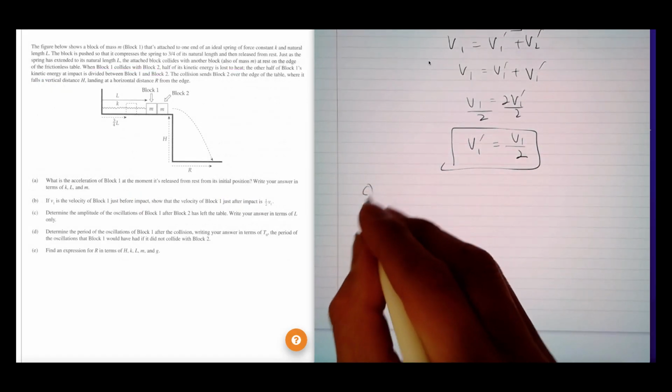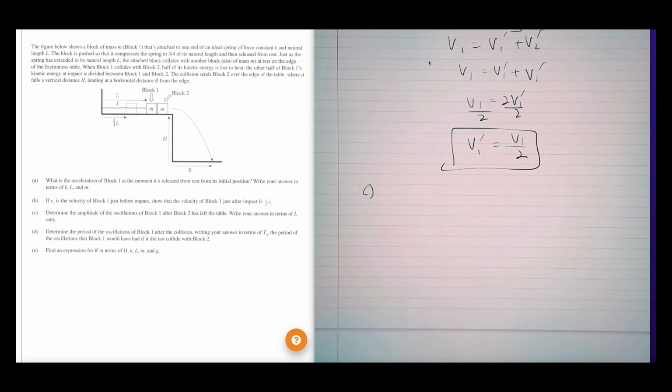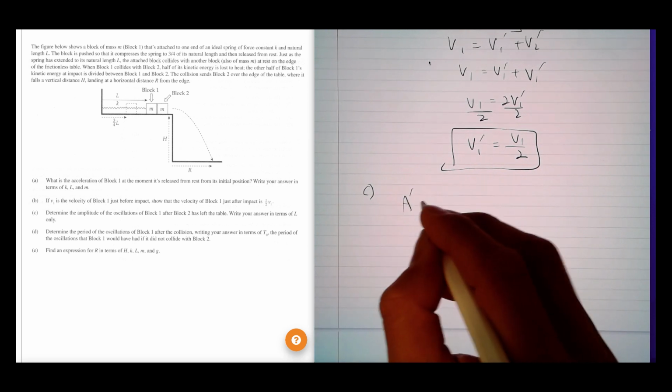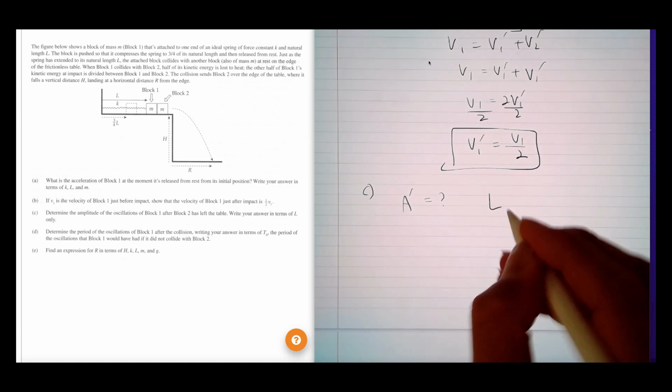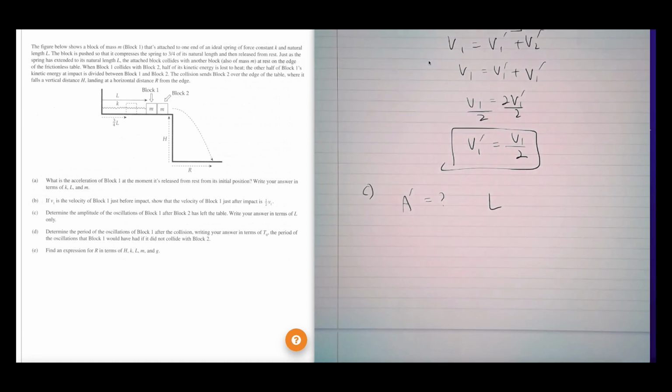Alright, part C. Determine the amplitude of the oscillation of block 1 after block 2 has left the table. So that means after the collision, what happened to the new amplitude of the spring mass system? Well, clearly it will be less because some of the energy got transferred over to block 2. So the new amplitude definitely has to be smaller. If it gets bigger, something is wrong. Okay, so A' for after is our goal, and the only way we can write our answer is in terms of L, meaning variable n and numbers.